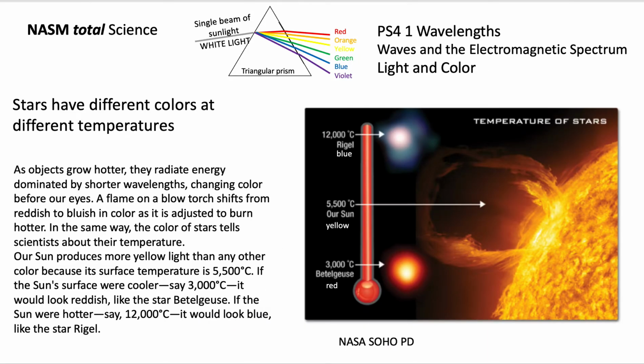And interestingly, different temperatures of stars are perceived as different colours. So our sun, a bit under 6,000 degrees Celsius, is yellow. A very hot star is blue, and a bit cooler, 3,000 degrees Celsius, is red.